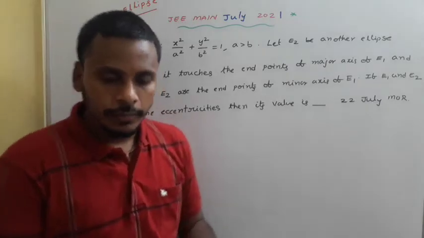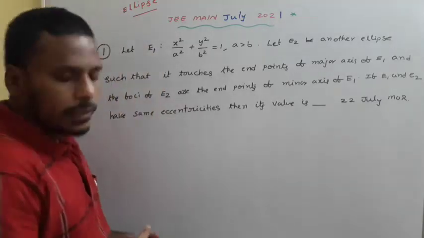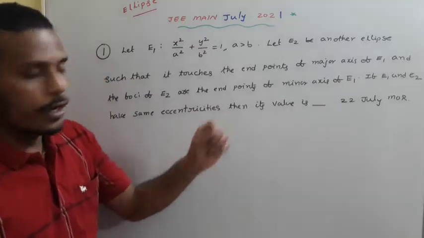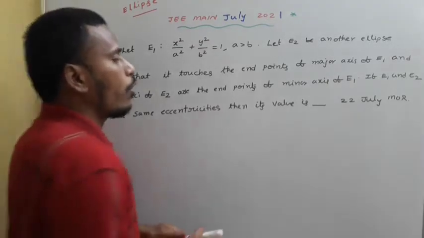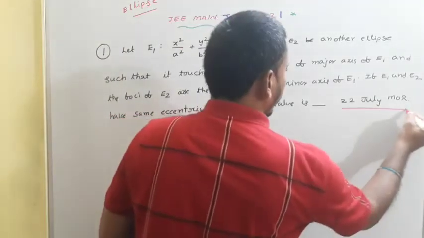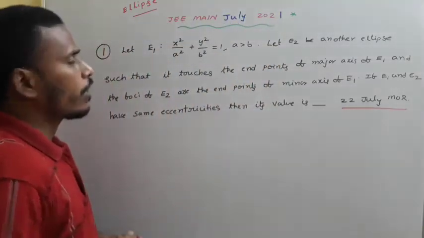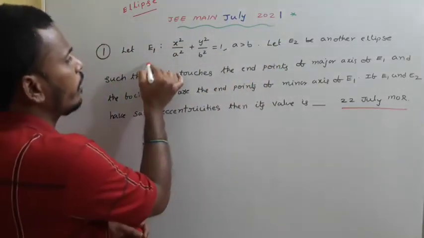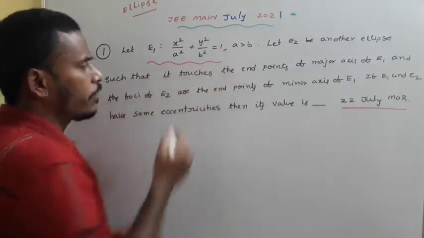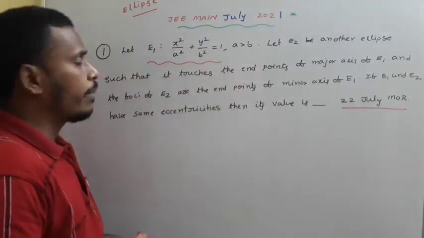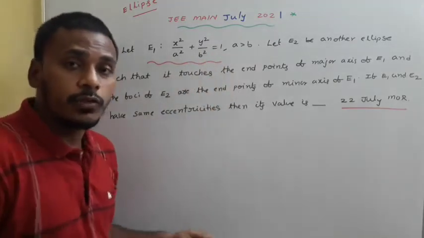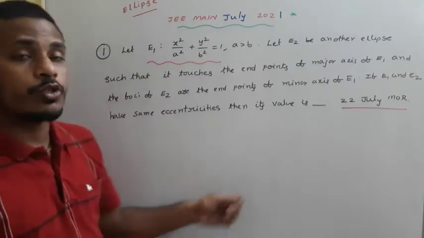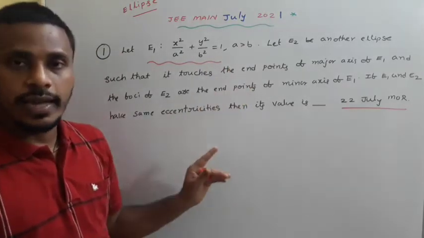OK, right. So this question was specifically asked in the 22nd July morning paper. First of all, read out the question. Let E1, an ellipse equation is given, named as E1: X square by A square plus Y square by B square is equal to 1, A greater than B. This is a standard ellipse.